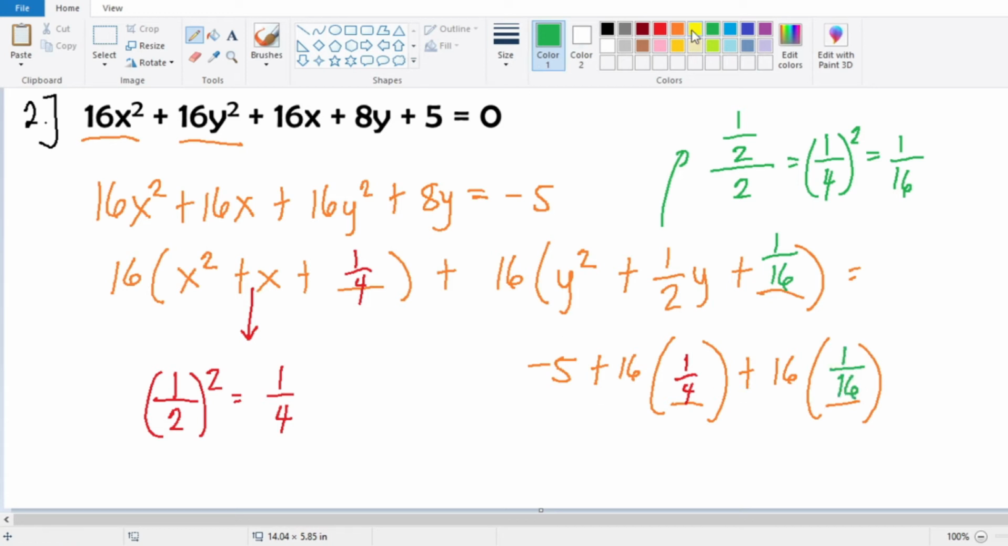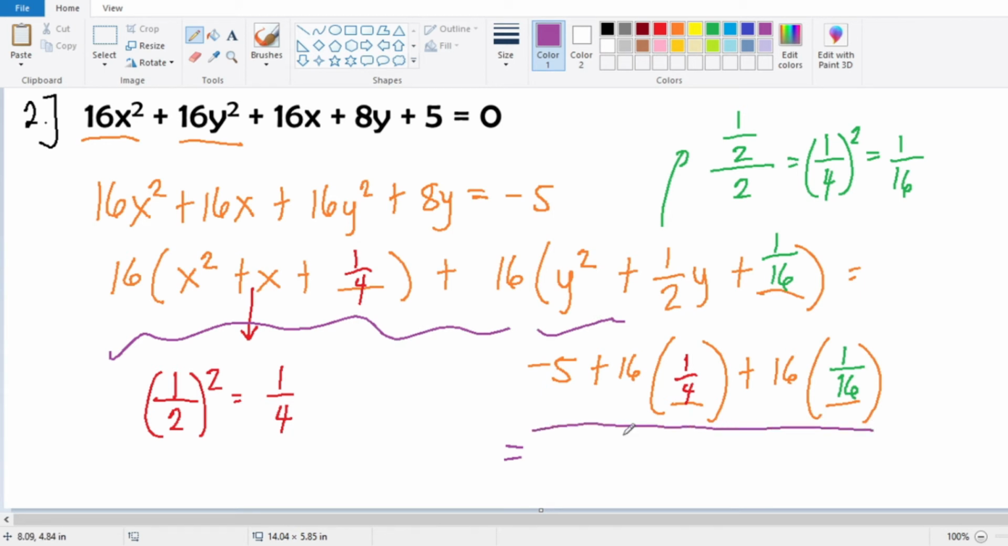Right? Simplifying further, syempre, ito hindi ko na to gagalawin. This part of the equation. So, ito na lang. Sa may constant part na lang. And you have negative 5 plus 16 divided by 4 is 4 plus 1. So, this one will become 0 already. Which means then that this is not a circle but a point.